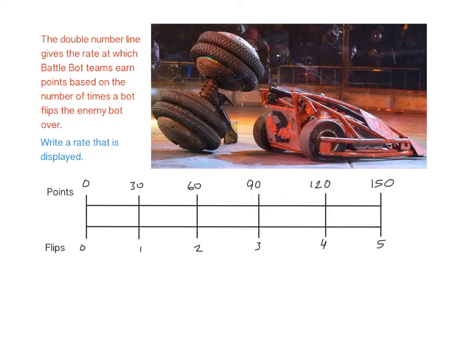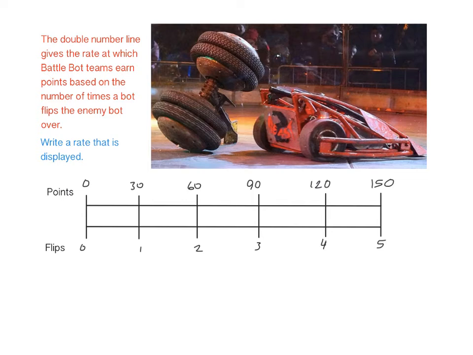All right, let's take this problem here. Give us a double number line, and what it does is it gives us a rate at which BattleBot teams earn points based on the number of times a bot flips the enemy bot over. Okay, and we're going to write a rate that we see from this number line. Okay, and then we're going to change it to a unit rate if we need to. So I got 2 BattleBots here. If you don't know, they're radio, RC controlled, remote controlled, fighting robots that have all sorts of weapons on them. They're really kind of cool.